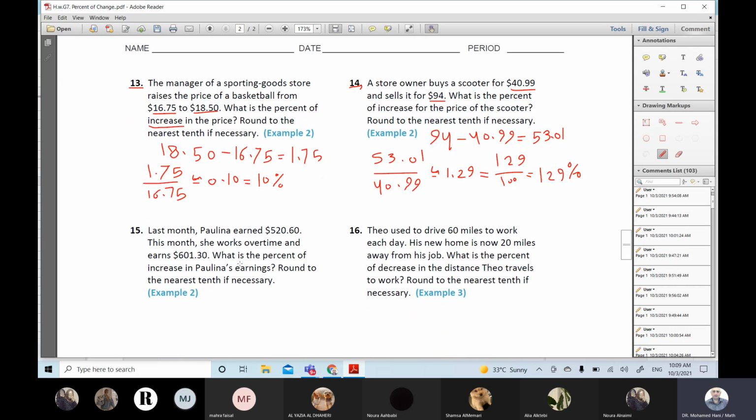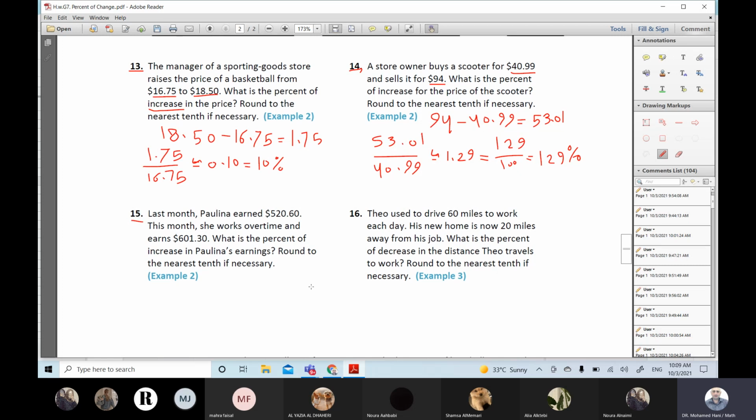Who can read exercise number 15, please? Yes, please. Last month, Paulina earned $520.60. This month she works overnight and earns $601.30. What is the percent of increase in Paula's earnings? Round to the nearest tenth if necessary. Great, thank you. I will add you 2 marks.